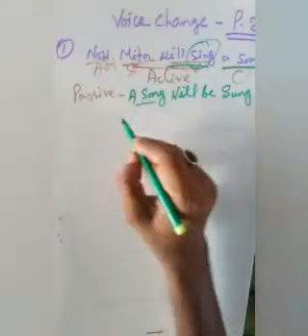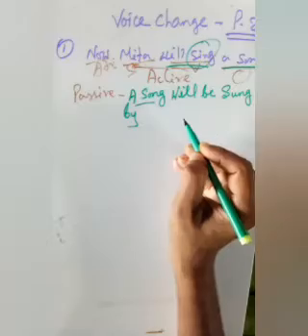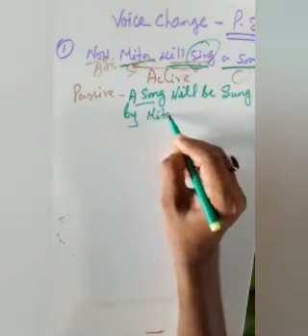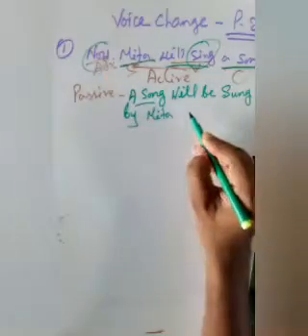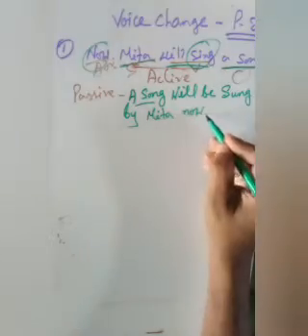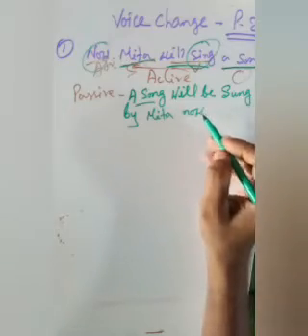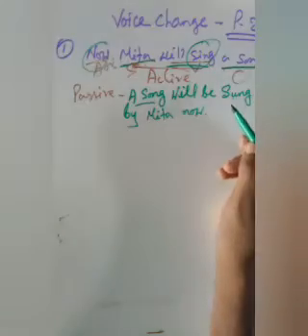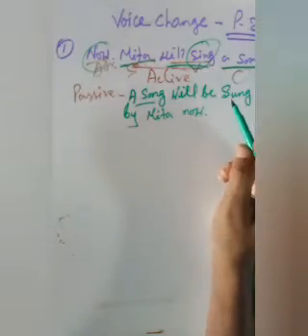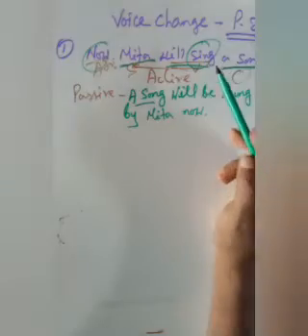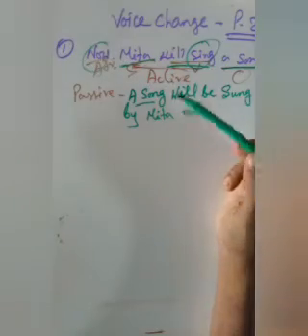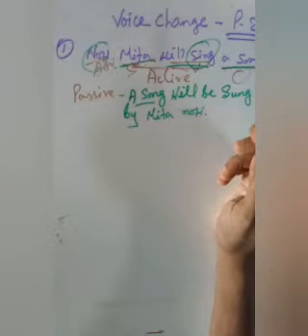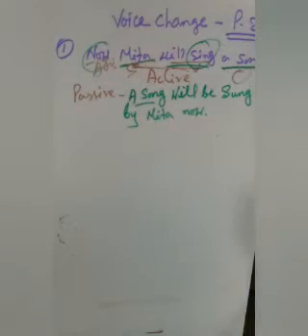The next step is to use the preposition by, then the subject, Mita, and this adverb is left. You can write it here. The adverb can be used anywhere according to the demand of the sentence. So this was the formula that we used to change voice from active to passive. Today we will concentrate on changing voice from passive to active.